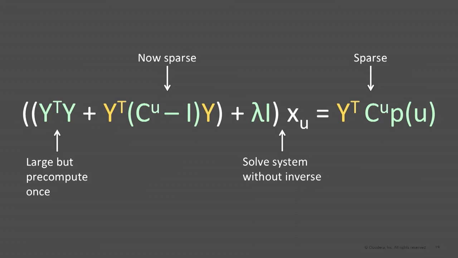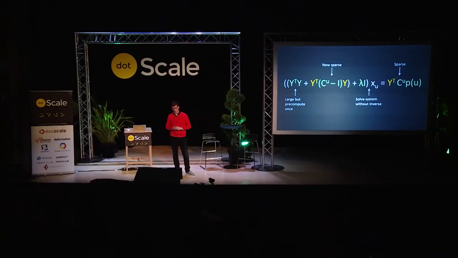You can break up that scary term in the middle to be two terms, one of which does not depend on the row, the y transpose y Gramian, so that could be pre-computed. And the remaining bit becomes sparse. It still requires a function of this big matrix y, but we only need a couple rows of it to compute this per row. So that's a lot more tractable. With a little bit of rearrangement, this goes from infeasible to pretty feasible.